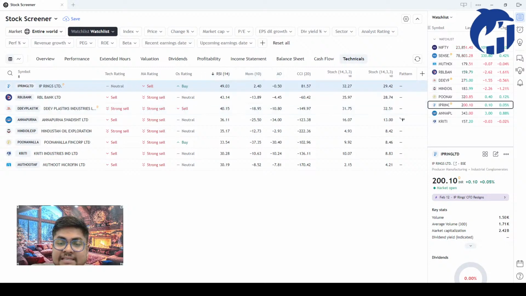But we'll come to the RSI at last. Just look at the MOM, it's negative here. AO is negative for most of the stocks. So let's look at the RSI. IP Ring has an RSI of 59, which is not very bad, not very good. It is not in the overbought zone, neither in the oversold zone as of now.